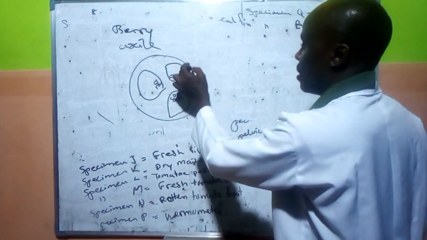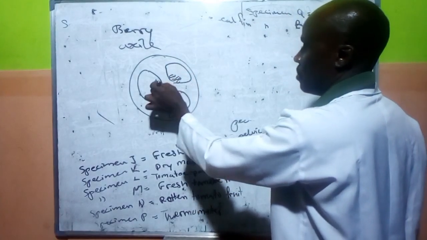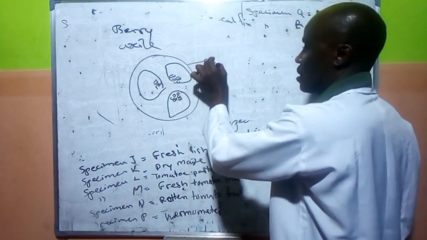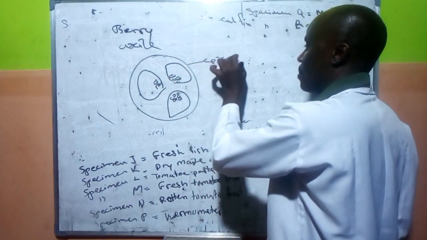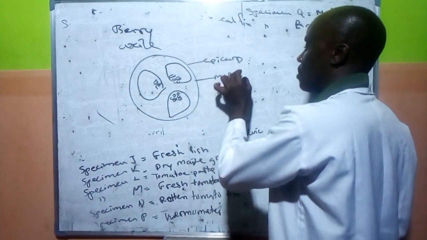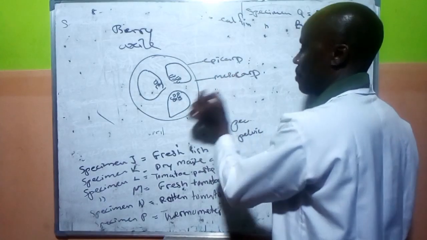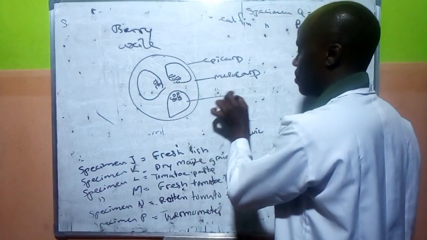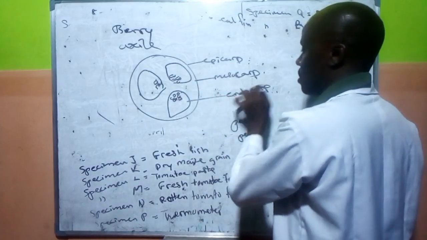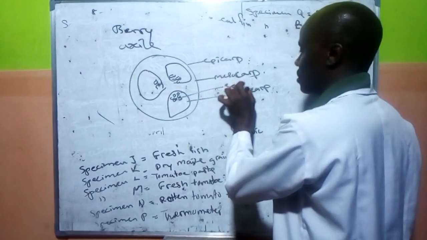So in this chamber, we have each of them tilting towards the center. We have this, this is the epicarp. We have the mesocarp, then the endocarp, and then finally we have the seeds there.